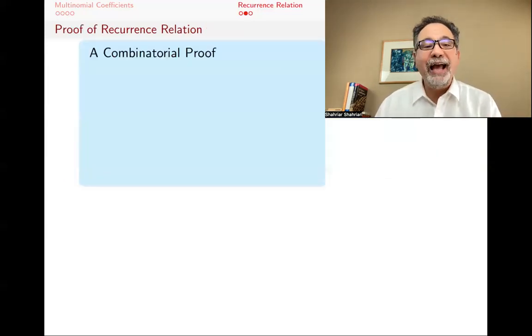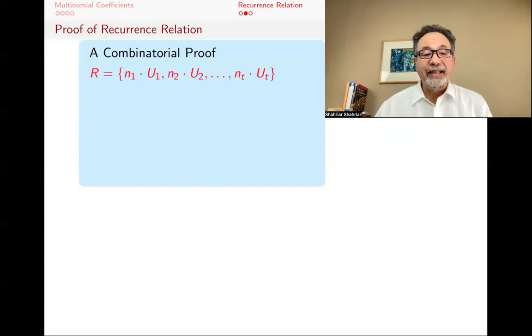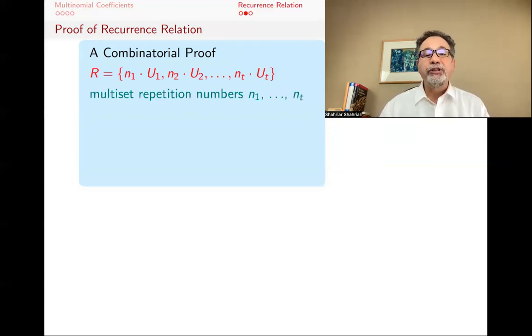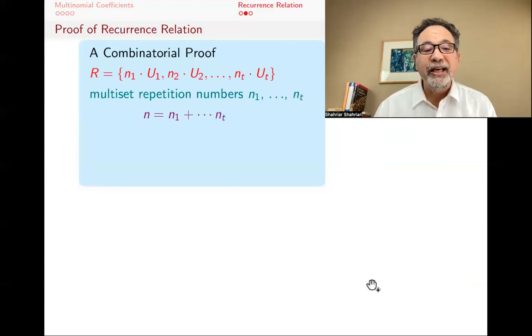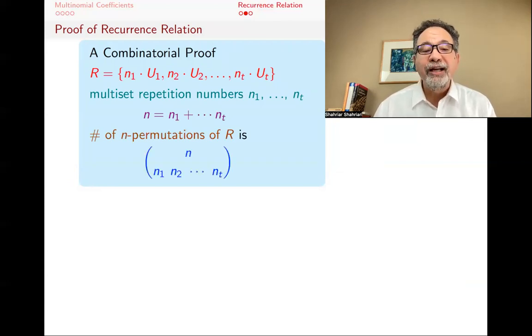But why is that true? We give a combinatorial proof like we always like to do for these kinds of recurrence relations. So we say, what does a multinomial coefficient count? It counts the number of n-permutations of a multiset with repetition numbers n1 through nt. And so n is the sum of n1 through nt, and the number of the n-permutations is n choose n1, n2 through nt. Now, what I want to do is count this in a different way, and then that count must match this one as long as I've not made a mistake, and the two counts must be the same.